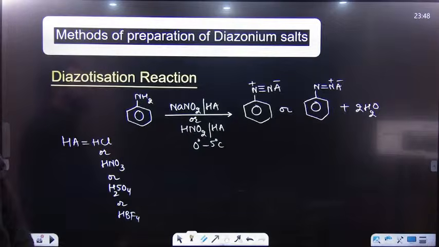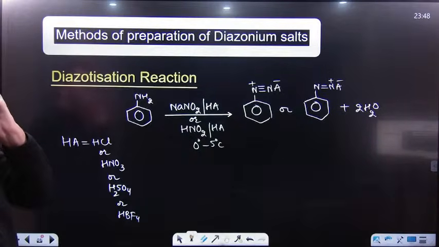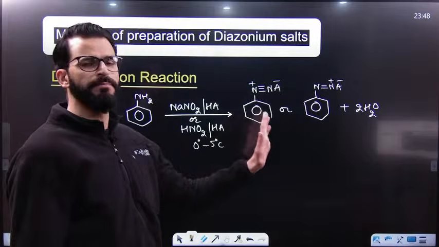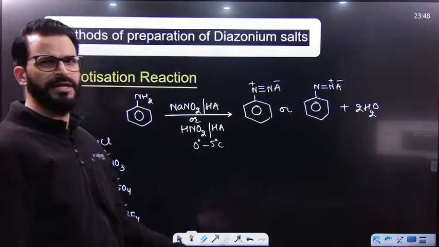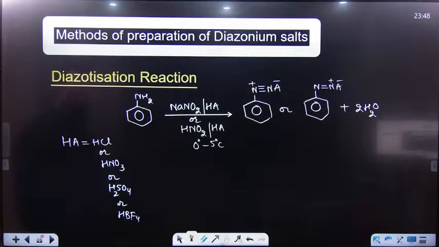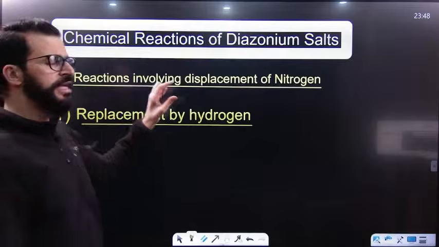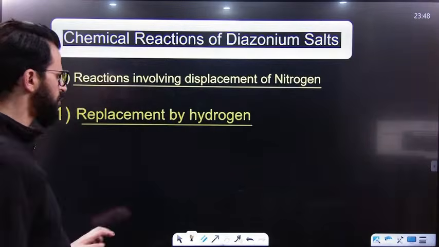So this reaction is known as the diazotization reaction. So this is all about its preparation. You have to remember only one preparation, that's it. So no need to go through the mechanism. I can show you the mechanism, but it's not important for you. Remember it in this fashion only.